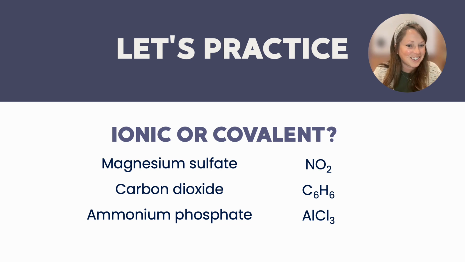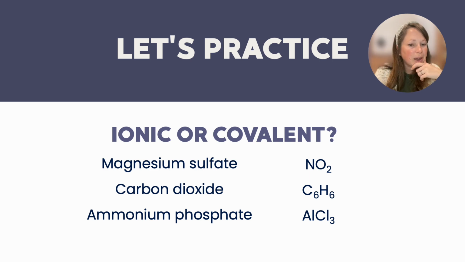Okay, hopefully you've had a second to do that. Right away, I'm going to pull out all of the ones that have metals. It's really easy to immediately identify magnesium sulfate and aluminum chloride, AlCl3, as ionic compounds. Now for our covalent compounds, we're looking for 2 or more nonmetals, or 2 things that are on that right side of the periodic table. So carbon dioxide, C6H6, that's benzene, NO2, all of those are covalent compounds.